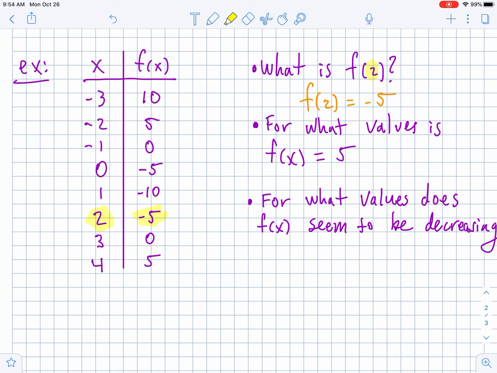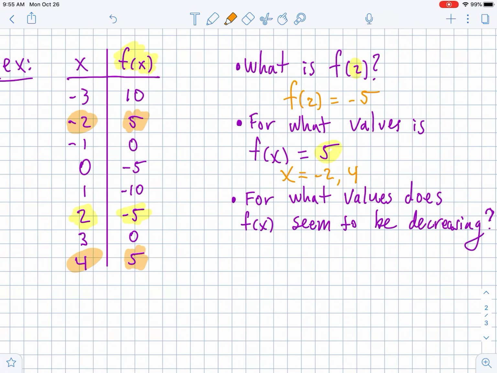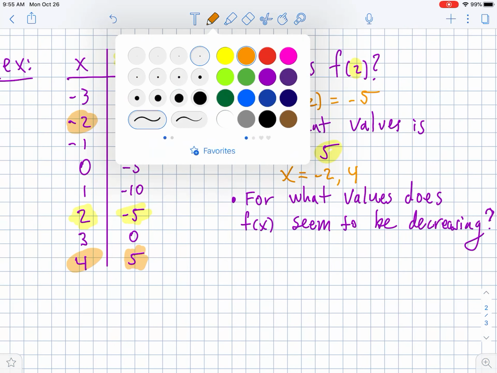Next one says, for what values is f of x equal to 5? So if I look, this is an output, and I'm going to look in the table here in the f of x's to see when it's equal to 5. I see right here it's equal to 5, and again right here it's equal to 5. So there's two answers for this. X is equal to -2 and positive 4. Those are the inputs, -2 and positive 4. Both of those inputs will give you an output of positive 5.